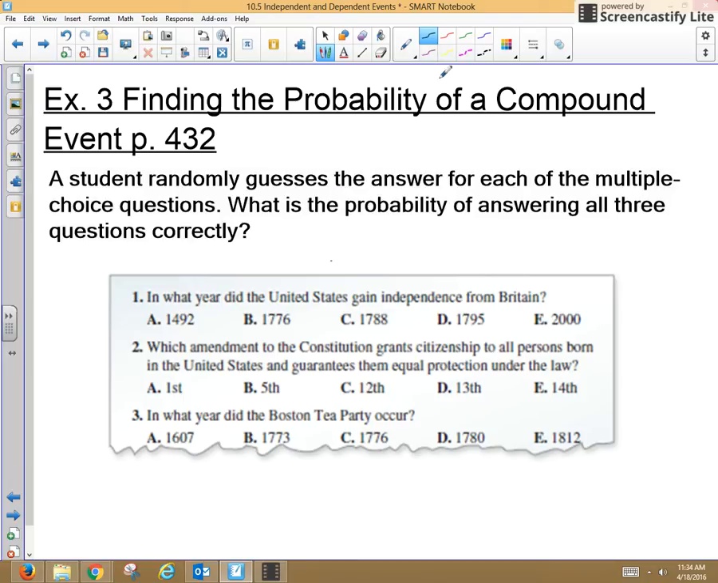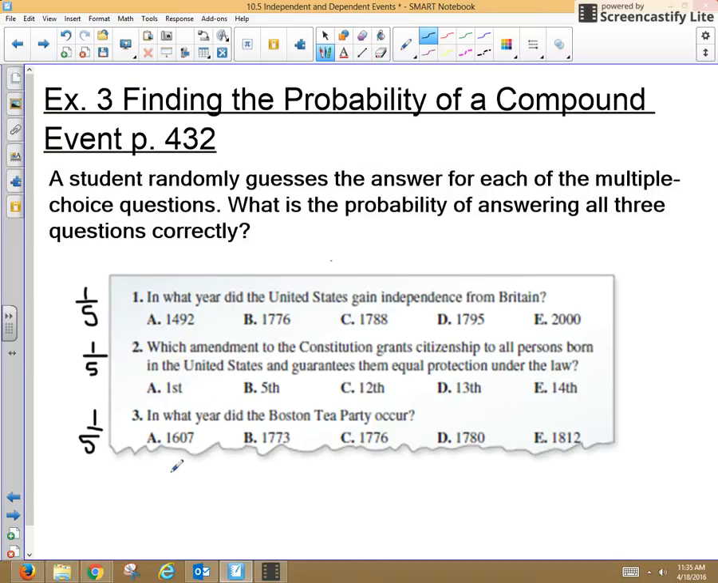Now, example 3 is finding the probability of a compound event, which we've also touched on in 10.4. So this is a nice review. A student randomly guesses the answer for each of the multiple choice questions. What's the probability of answering all 3 questions correctly? So if you look at question 1, there's 5 multiple choice options. Only 1 is correct. So number 1 is a 1 in 5 chance. Number 2 is also a 1 in 5 chance. And number 3 is a 1 in 5 chance.